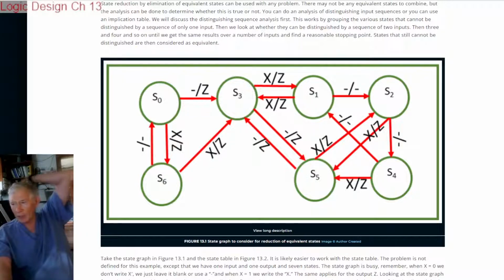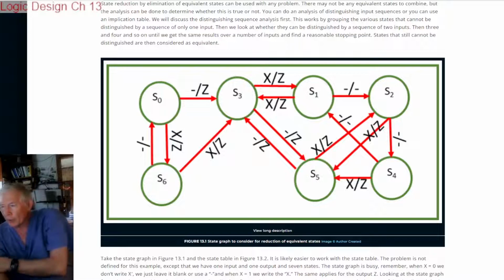From S3, if we get an x equals 1, we go to S1 and we output z equals 1. And from S3, if we get a 0 for x, we still output z equals 1. And then from S1, I'm not really going in order here. They're kind of mixed around, as you can see. From S1, on a 1 we go to S3, on a 0 we go to S2. In this case, we output z equals 0. But here, we output z equals 1.